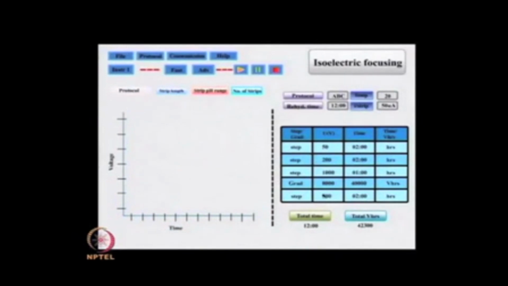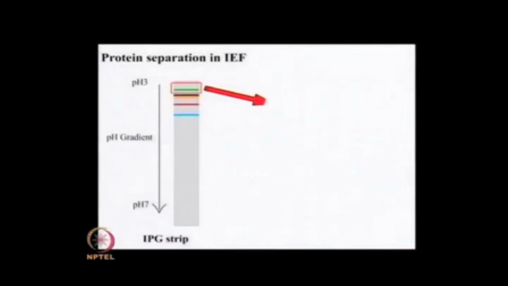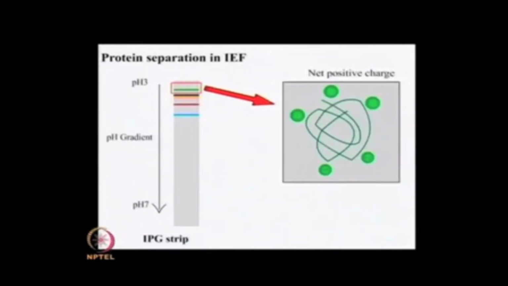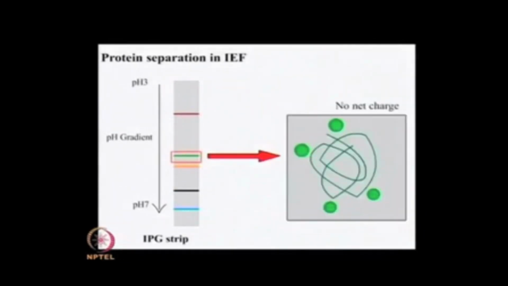Then input the desired protocol on the instrument software along with details of strip length, pH range and number of strips and start the focusing process. The voltage time curve will appear based on the protocol that has been set. Protein separation occurs on the basis of net charge of the protein. Proteins will migrate along the strip and come to rest at a point when their net charge becomes zero, known as their isoelectric point.